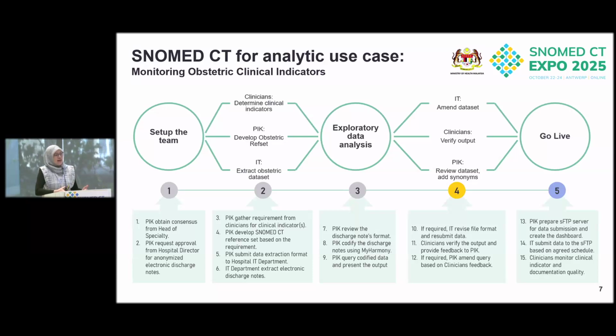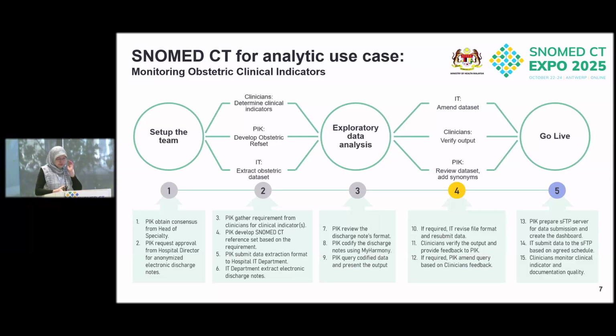Number two, once that is done, then the work begins. The clinicians need to determine what the indicators are, right? And then PIK or Health Informatics Center, that's us, we will develop the ref set and the mapping. And the IT people, the engineers, will start extracting the data from where the data should be, like for example, discharge summary or operational notes, right? And then once that data comes in, we will do the exploratory analysis. Basically, do they actually have this data documented? Are we actually capturing the right term in there? Those are the steps that we do during the exploratory data analysis.